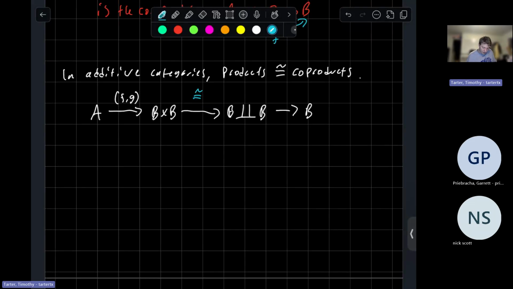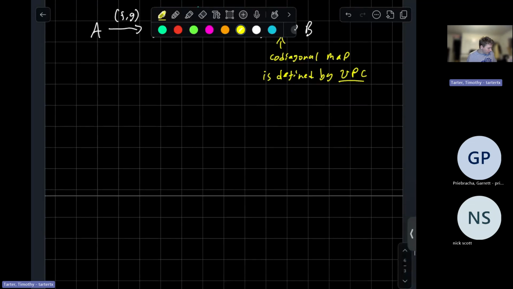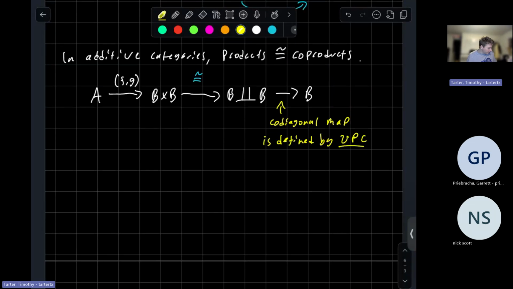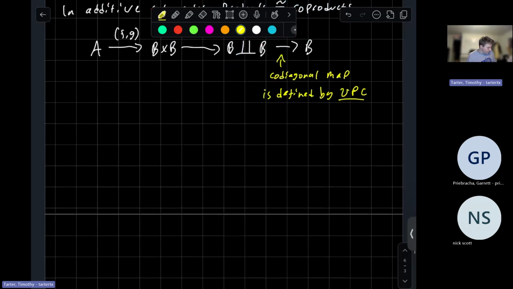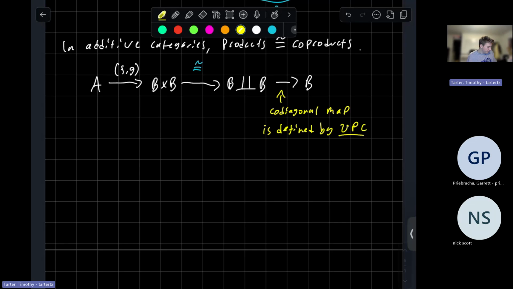This is called the codiagonal map, defined by the universal property of the coproduct. And then this is, yeah, I mean, okay. I don't think the rest of the remark needs doing.